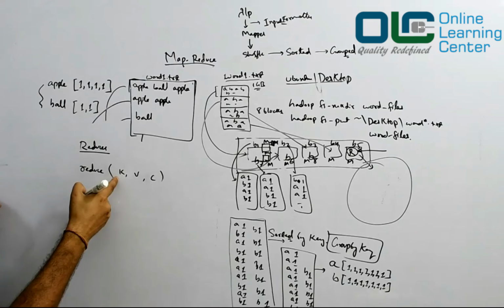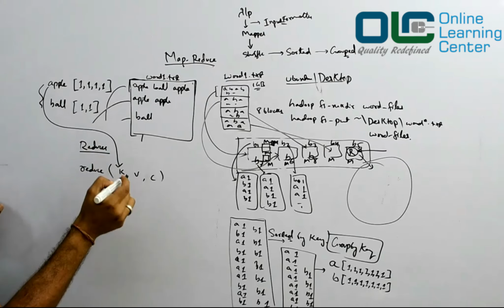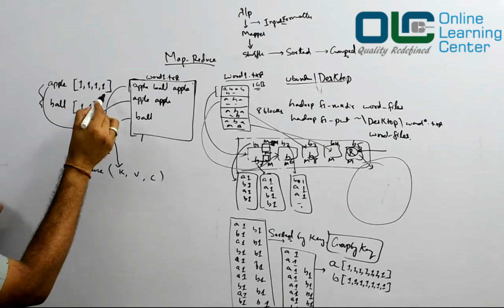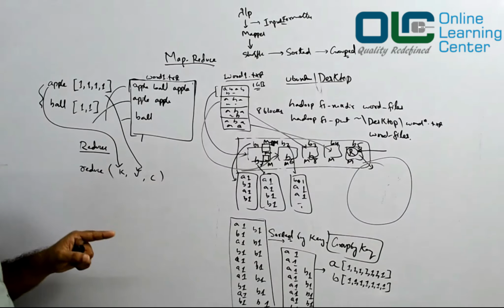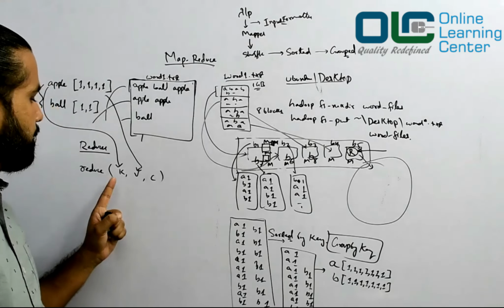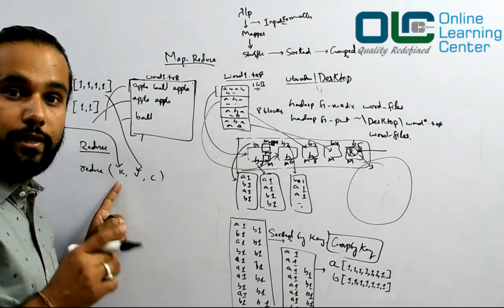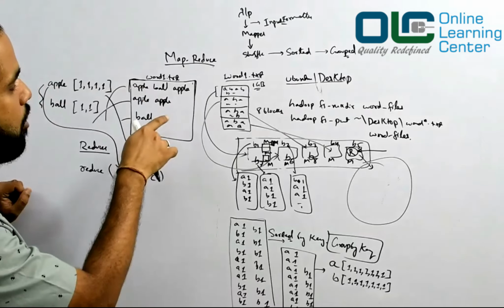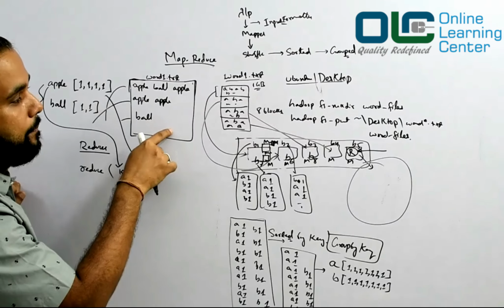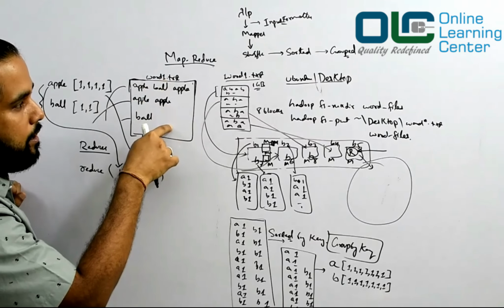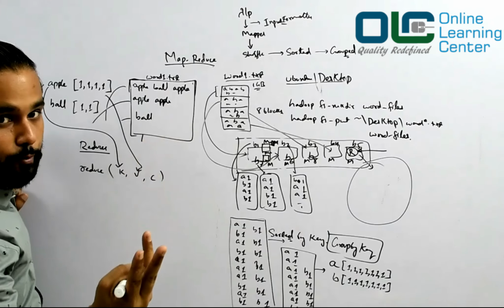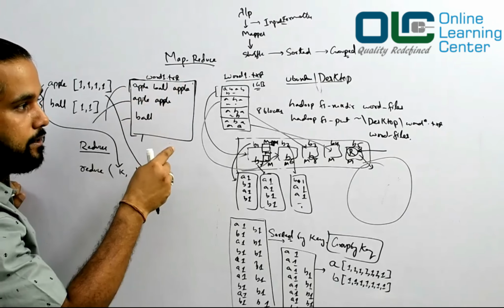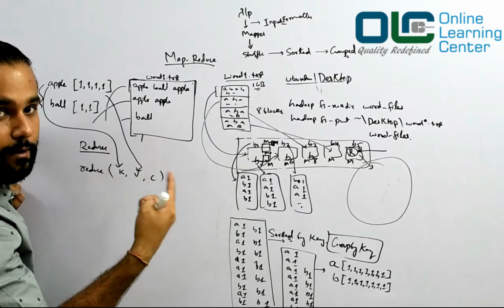And what would be the key? The key would be this apple. What would be the value? The value would be this whole array. So remember, in case of your mapper code, the key was that 0 number, right? And the value was the whole line. And if I ask you how many times the map method will be called for this particular file, your answer would be 3, because there are 3 lines. So the map method would be called 3 times, right?